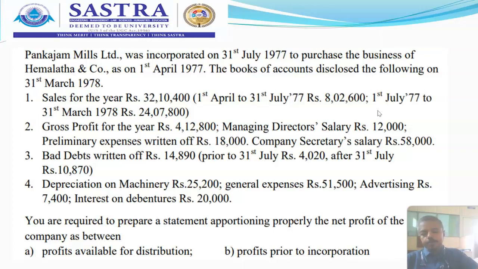But in this question, they have clearly given the allocation of bad debts for pre-incorporation and post-incorporation. Since they have given it, we can take that as it is. If it is not given, then we can use the sales ratio to apportion the 14,890 rupees towards pre-incorporation and post-incorporation as bad debt. Since they have given the actual apportionment, we can use that amount as it is without using the sales ratio.